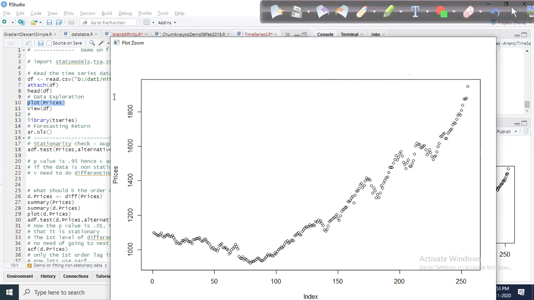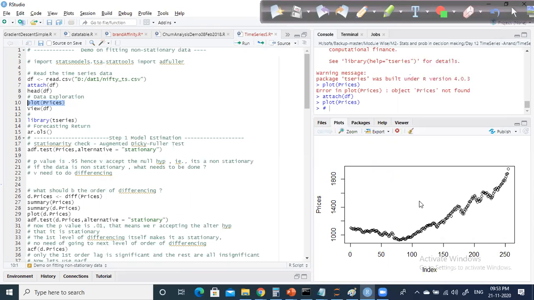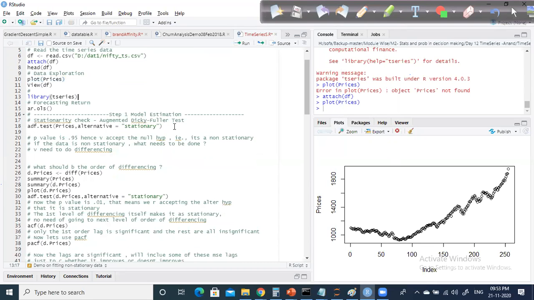Hence, it is not helpful to fit my ARIMA model. Why? Because my model, the ARIMA model, makes an assumption that the data should be stationary. And so in that case, what we do is we need to convert it into stationary data.